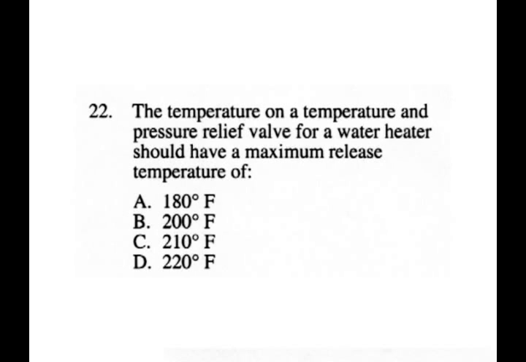Number 22, the temperature on a temperature and pressure relief valve for a water heater should have a maximum release temperature of... so the answer is letter C, 210 degrees Fahrenheit, just below the boiling point.